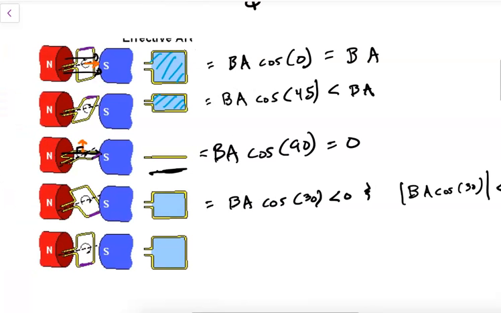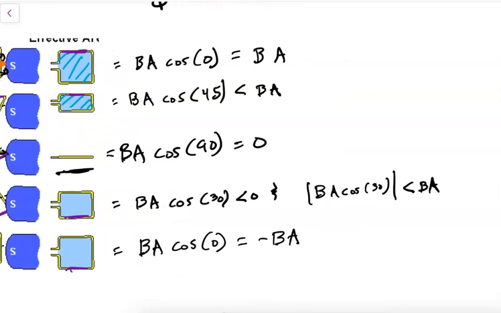This last moment looks like it's very similar to the first one, but in this one we have the purple side right here, but on these last two, the purple side's on the bottom. So we're going to actually have BA cosine of 0, but in this case, it's going to be negative BA. So it goes less than BA, 0, less than 0, and the magnitude is less than this amplitude. And then it becomes negative BA.